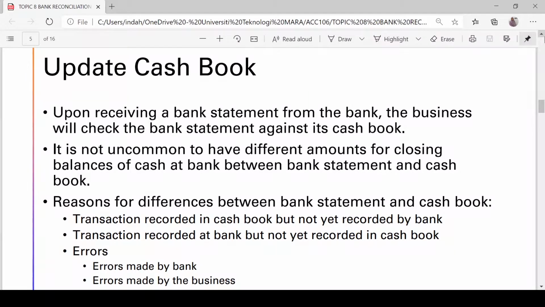So we may not have the evidence to record in the cash book, maybe the source document. We don't have the source document, so we did not record in the cash book, but we only know about that after we receive the bank statement. So that's why we need a reconciliation between bank statement and cash book. We prepare a bank reconciliation statement because we need to know what the causes of the difference are.